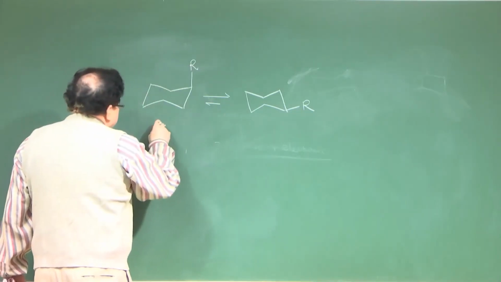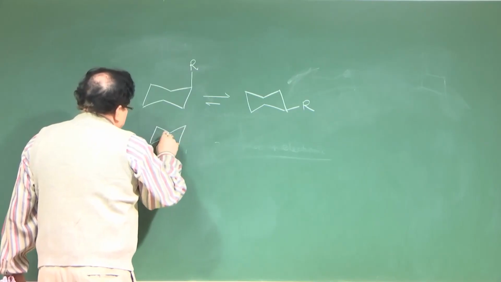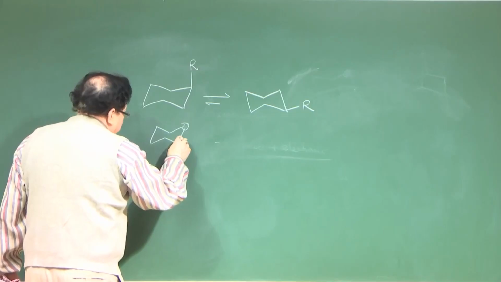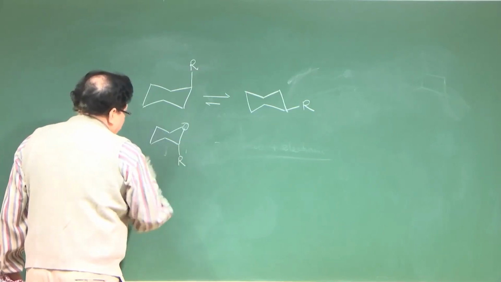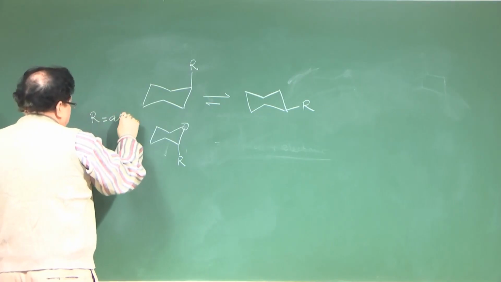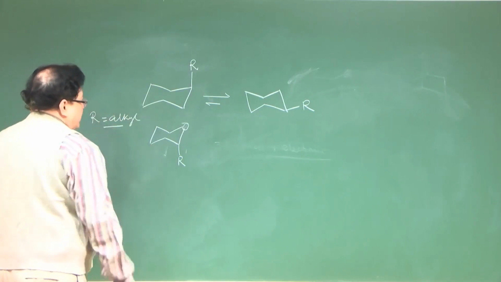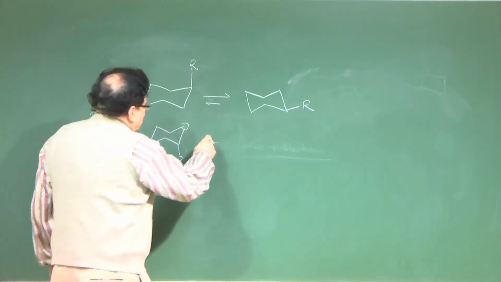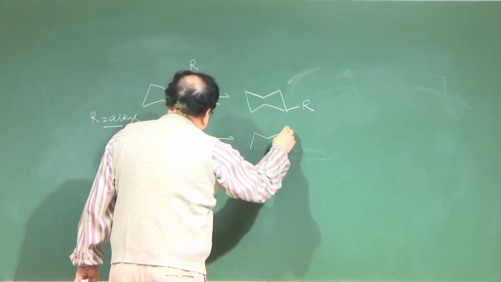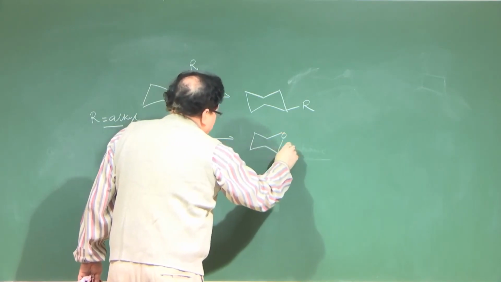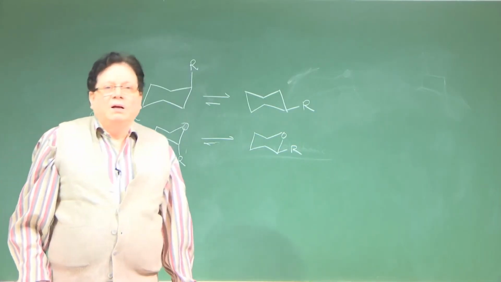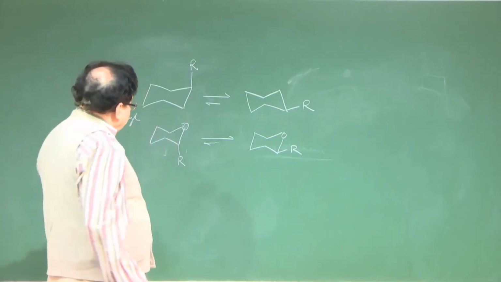Suppose I have an oxygen here and still I put an R group, where R is an alkyl group. If R is alkyl, then also the preferred conformation is the one where the R assumes an equatorial orientation. So, this is the way things were.